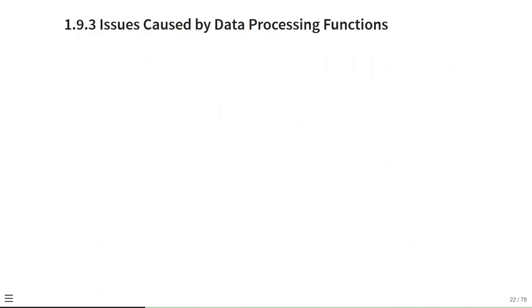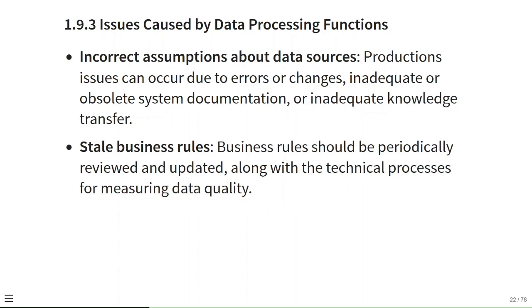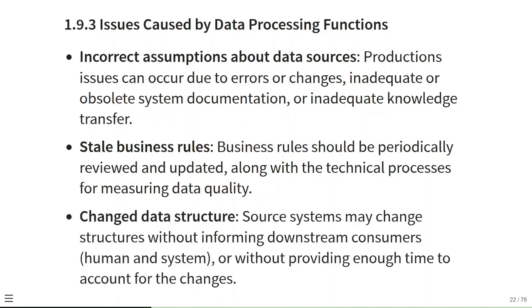Issues caused by data processing functions. Incorrect assumptions about data sources. Production issues can occur due to errors or changes, inadequate or obsolete system documentation, or inadequate knowledge transfer. Stale business rules. Business rules should be periodically reviewed and updated along with the technical processes for measuring data quality. Changed data structure. Source systems may change structures without informing downstream consumers, human and system, or without providing enough time to account for the changes.